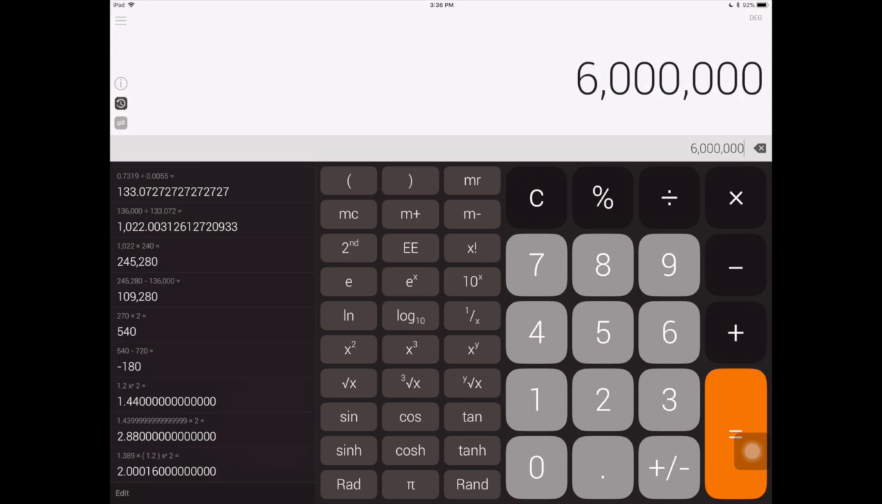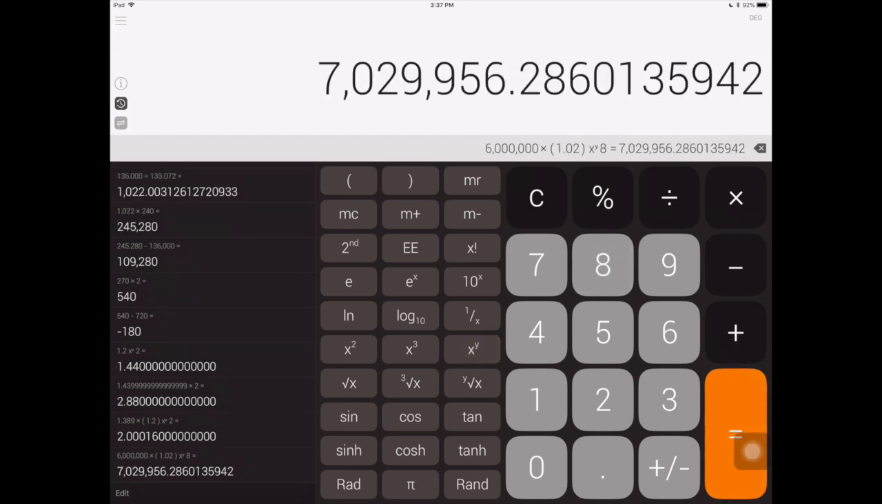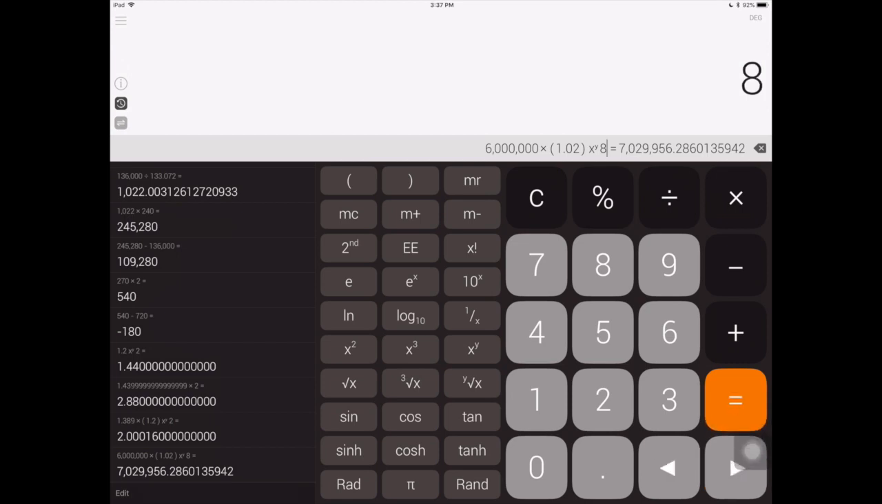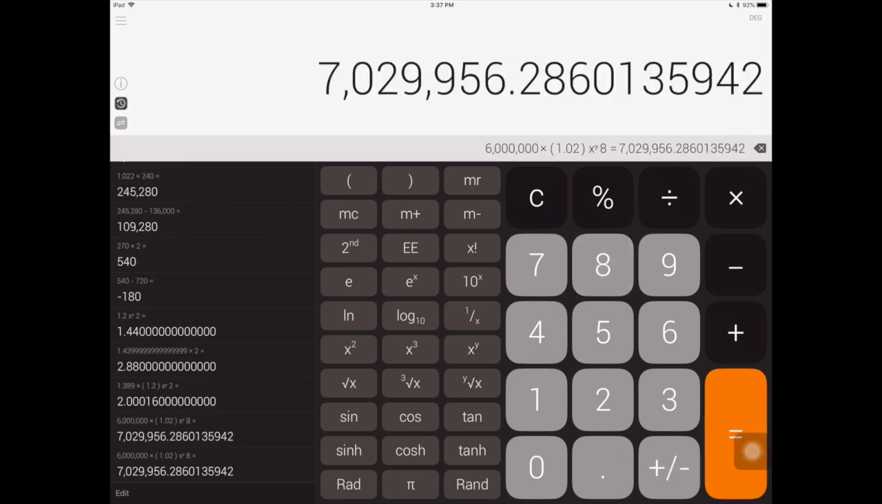Beautiful. You can see in this gray strip towards the top right of the screen, 6 million multiplied by, now I need to put a set of brackets around this, 1.02 end brackets, and then to the power of 8. It's going to be equal to, according to this, 7 million. Power of 8, yep, is going to equal 7 million.